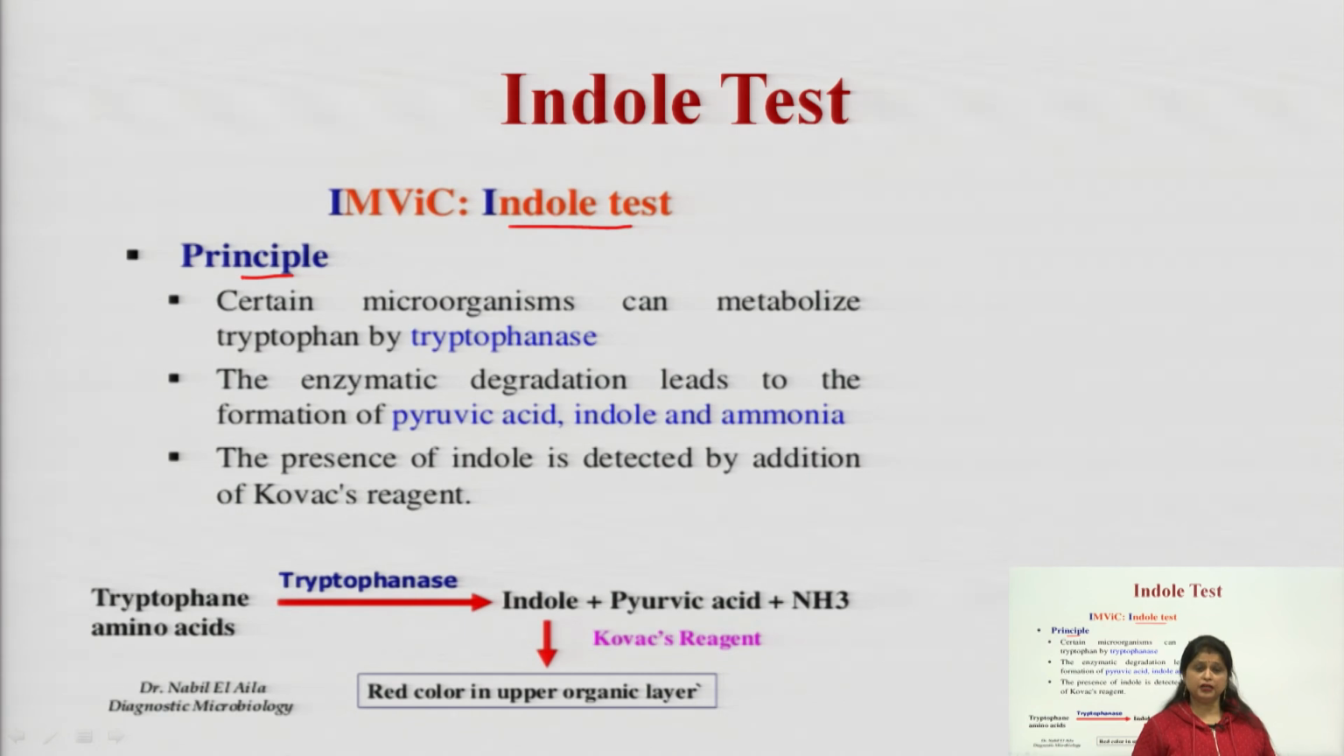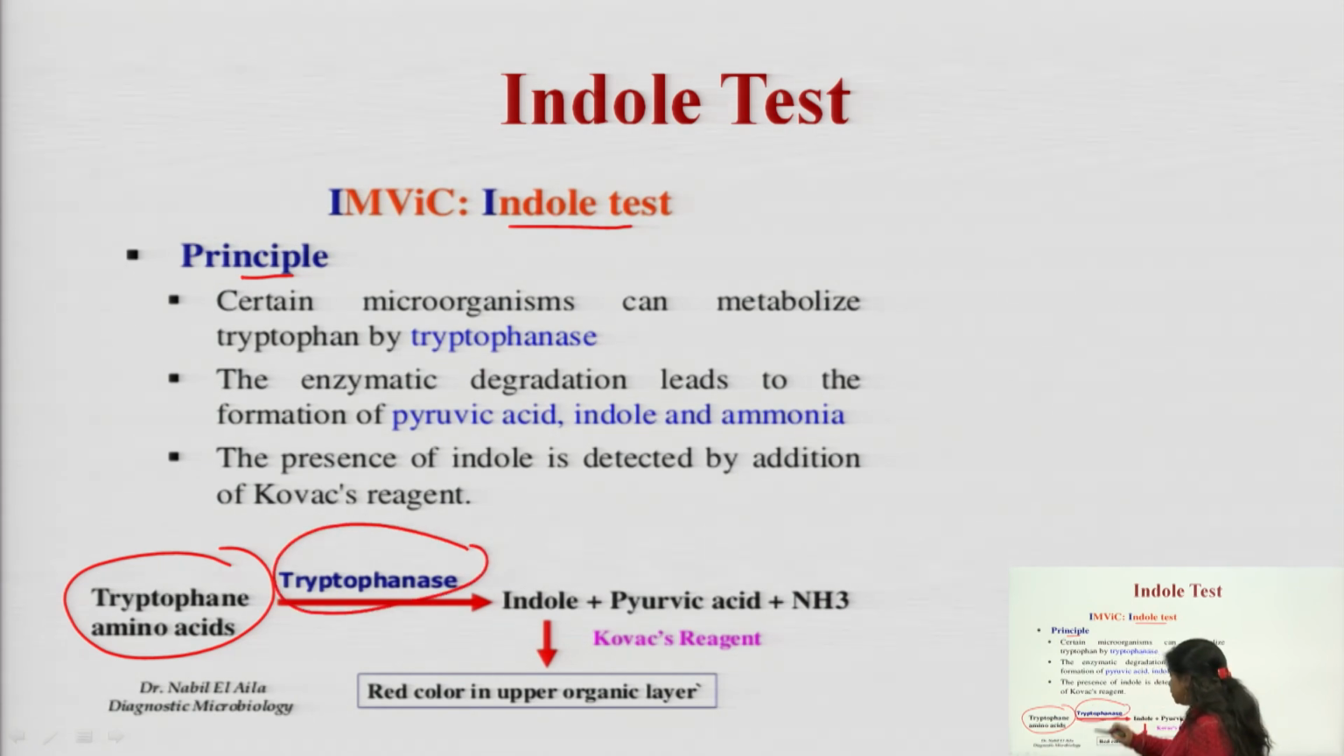And once you have incubated, what will happen? When you incubate, the tryptophanase enzyme will be released by the bacteria. The broth was containing tryptophan, and the bacteria which you have inoculated are releasing tryptophanase enzyme. Now, what will that tryptophanase enzyme do? It will degrade tryptophan and metabolize it into indole, pyruvic acid and ammonia.